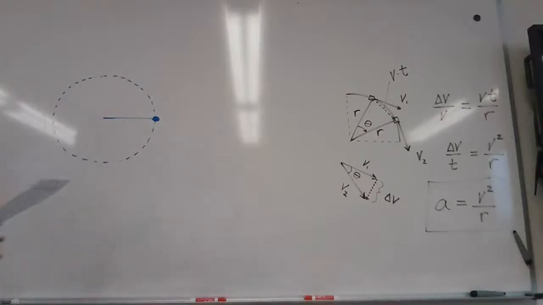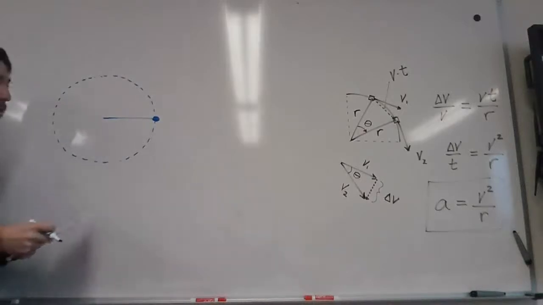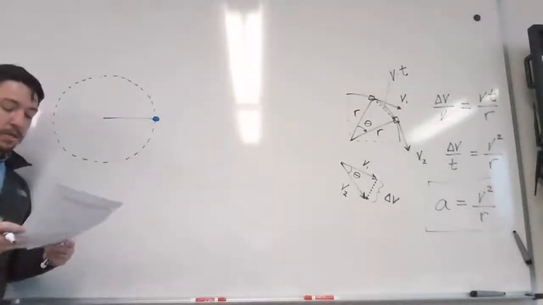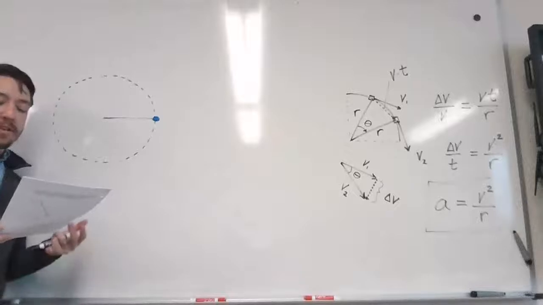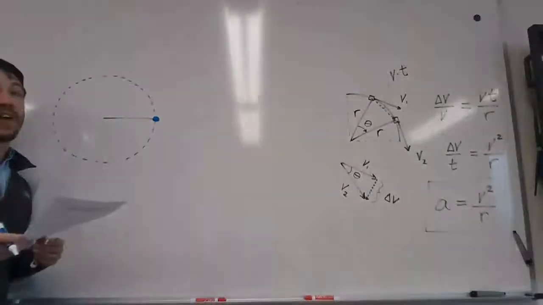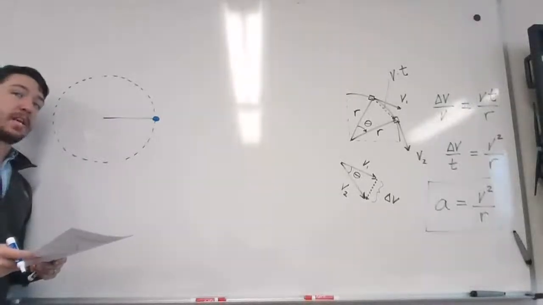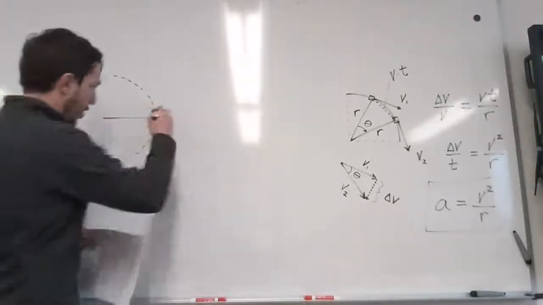It's traveling clockwise. Okay, so what direction then? Because part B is asking us to label the ball's velocity and acceleration vectors. So what direction does the velocity vector point if it's traveling clockwise? Yes, very good.